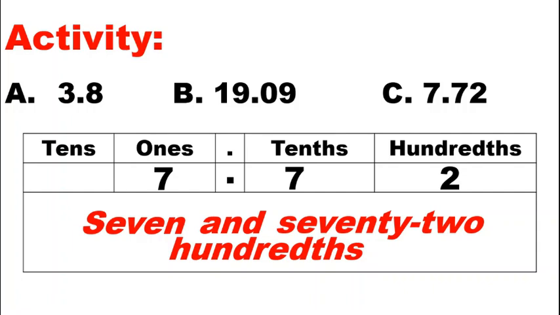Very good. We start with the whole number, change our decimal point into the word "and", read the number in our decimal digits, then write the last place value of our decimal digits.